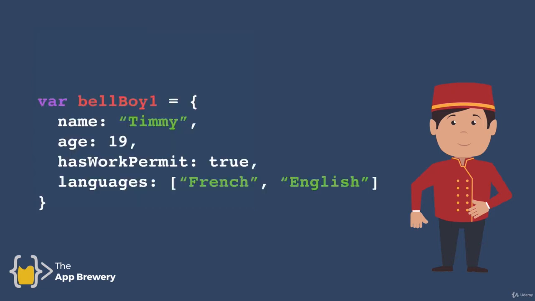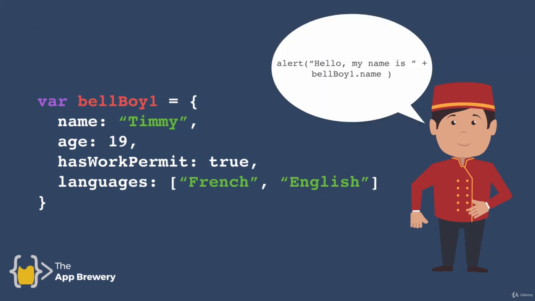Now in JavaScript, we could create something really similar to this by simply creating an object. So we would create a variable called bellboy1, and it would have a number of properties to which we assign values. And all of these properties are enclosed inside a set of curly braces. Now, inside here, we could simply say name is Timmy, age is 19, has work permit is true, languages are this array of languages.